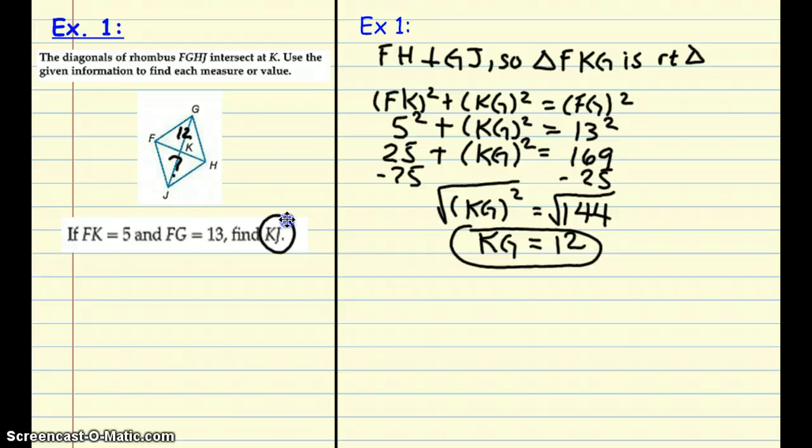Now, we're not completely finished, but what we did find out is this length here is 12. And so we know, if you look back at your theorems that you just wrote down, because of theorem 6.11, if KG equals 12, then KJ does also.